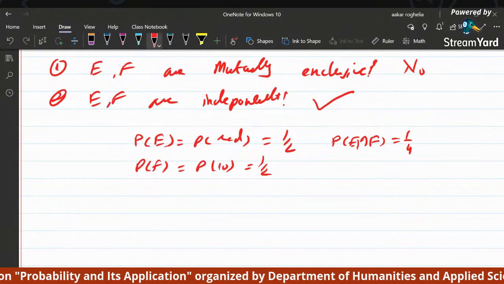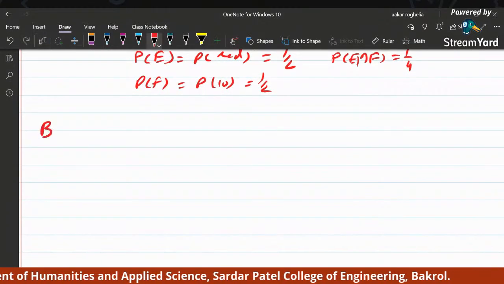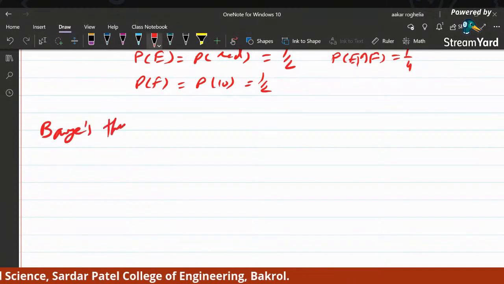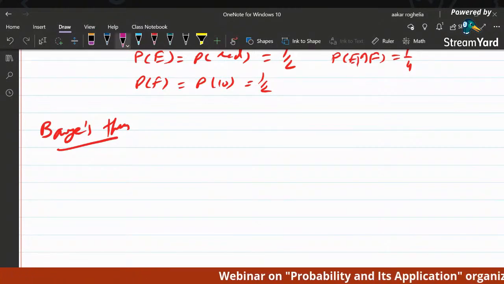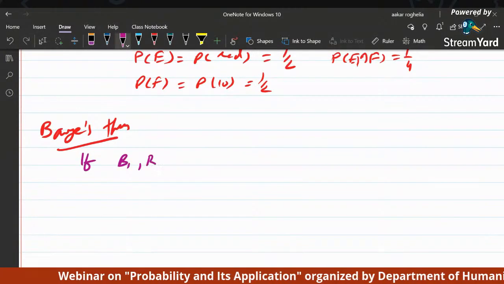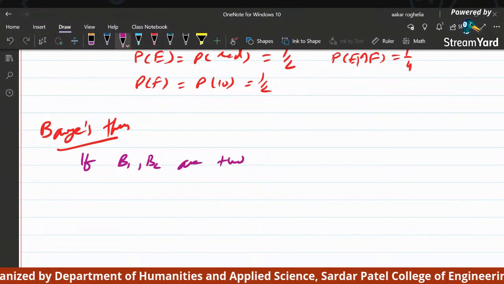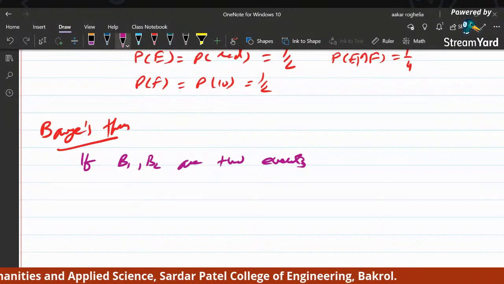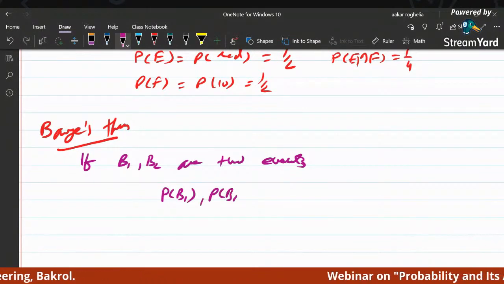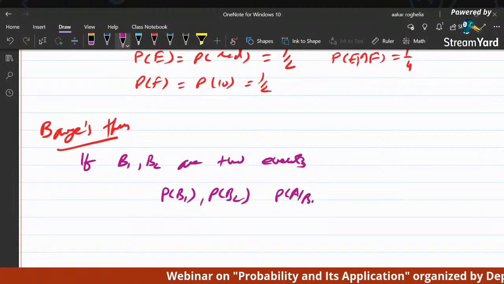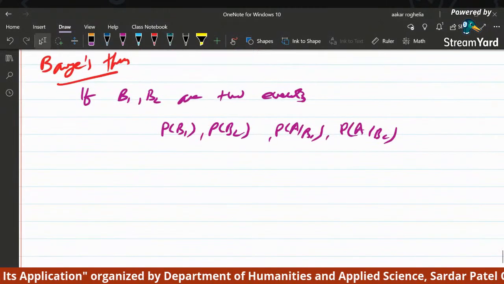Right? And for conditional probability, we have one theorem. Sometimes we think that things will be very simple. One theorem is known as Bayes theorem. I will talk about that now, and I will take a simple version of that for only 2 events. So let us have B1 and B2 as 2 mutually exclusive events, and some probabilities are known to you: P of B1 is given, P of B2 is given, P of A given B1 is also known, and P of A given B2 is also known.